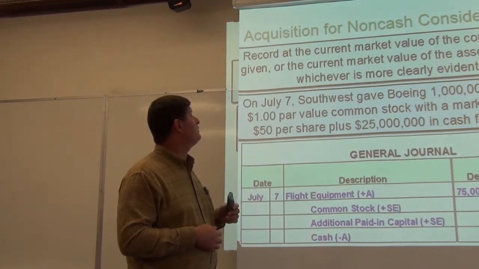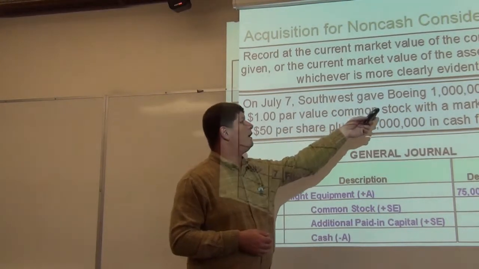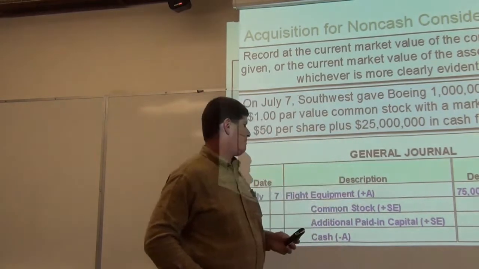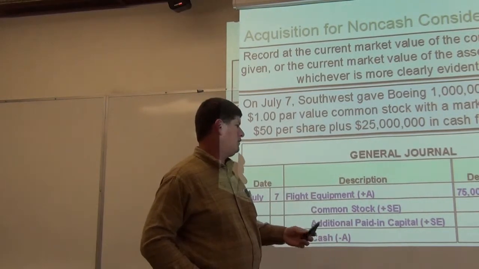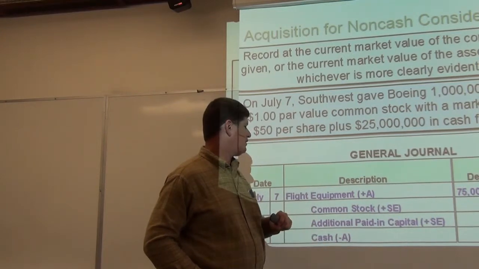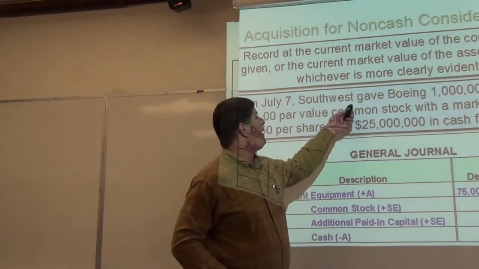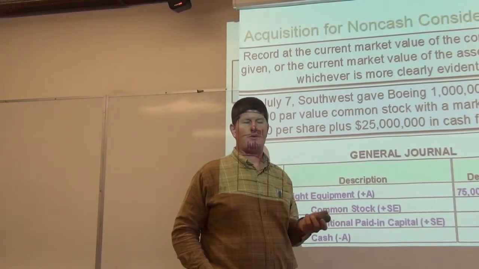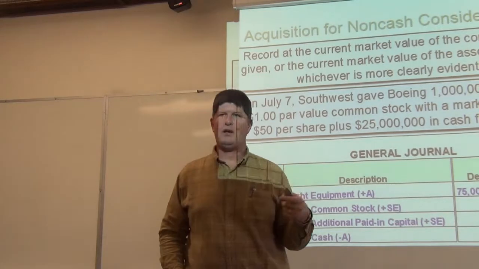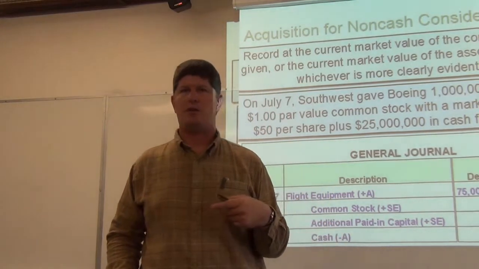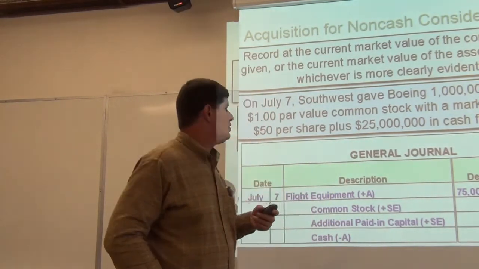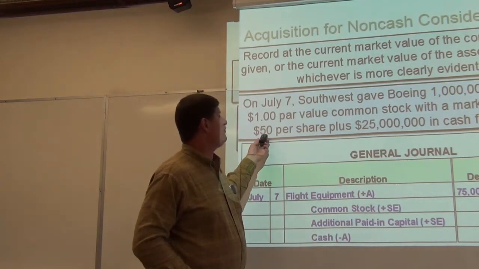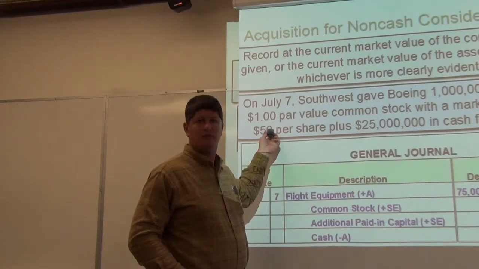Southwest went to Boeing, they bought a $75 million airplane, and they're giving them, hang on, $25 million in cash, and they're giving them 1 million shares of stock in Southwest Airlines. So all of a sudden, Boeing becomes one of the owners of Southwest Airlines. Okay? On the date of the transaction, the market value of the shares was $50 a share.